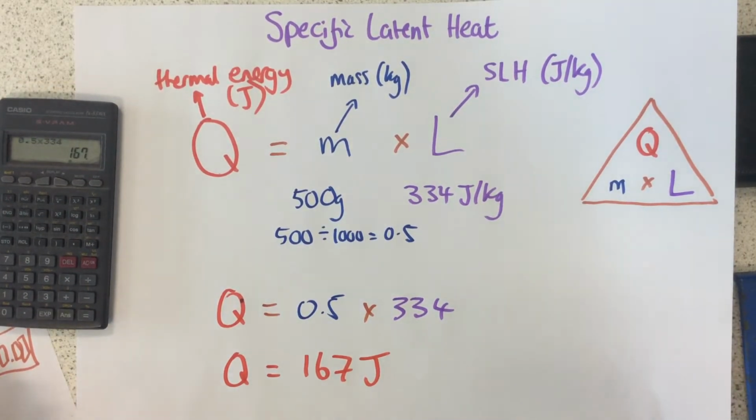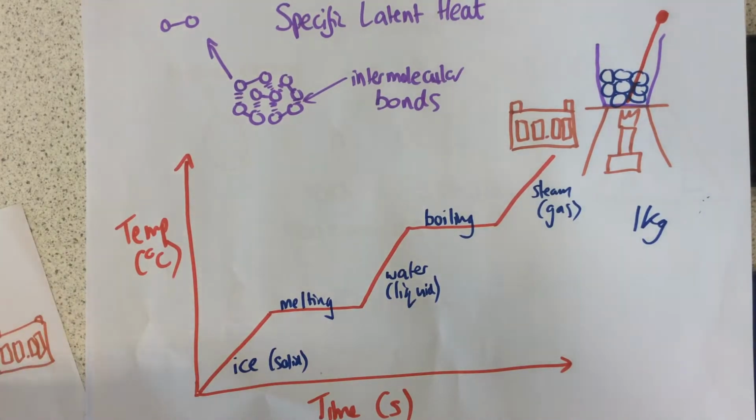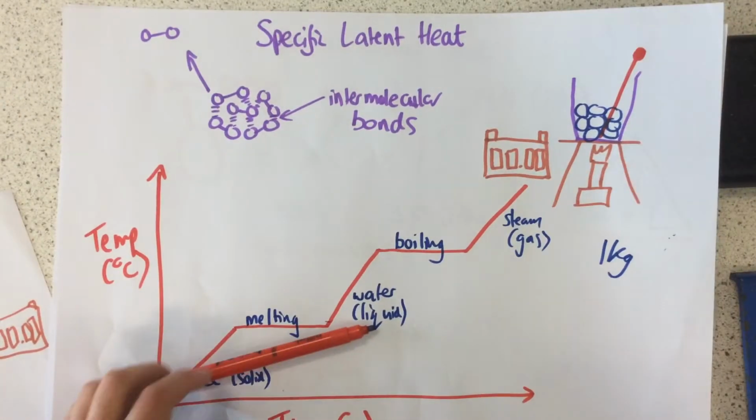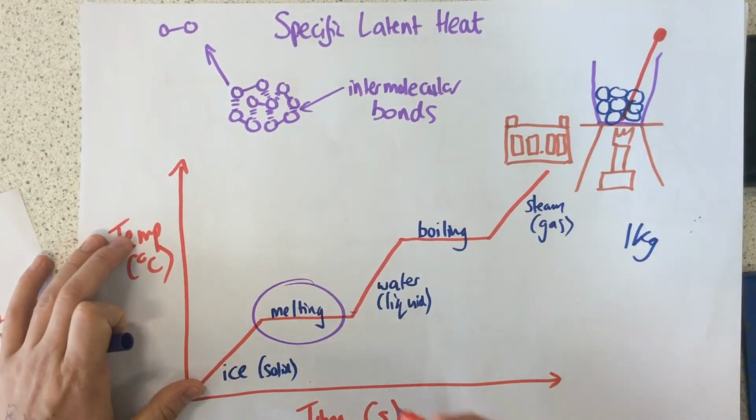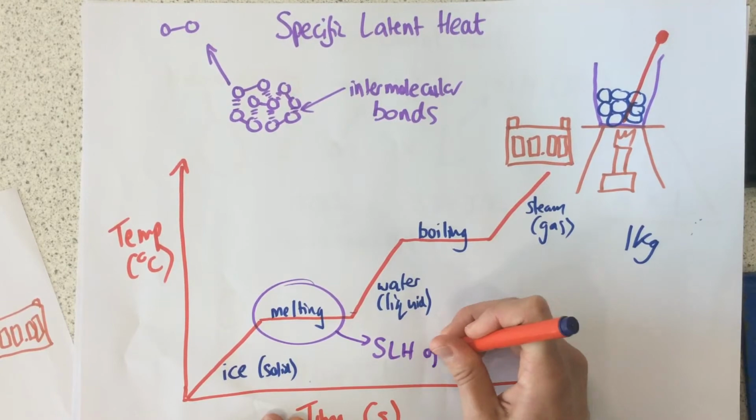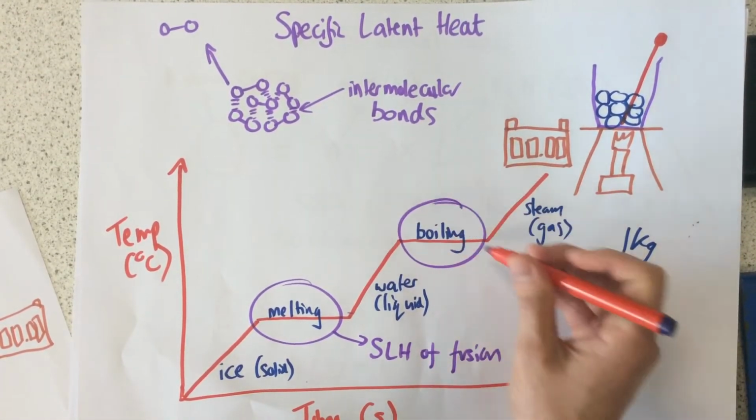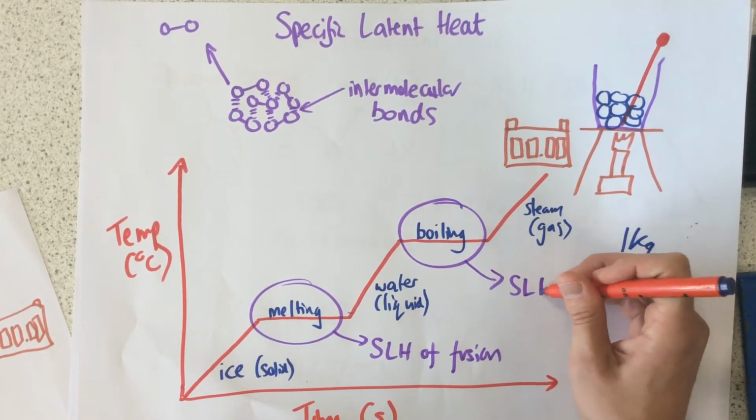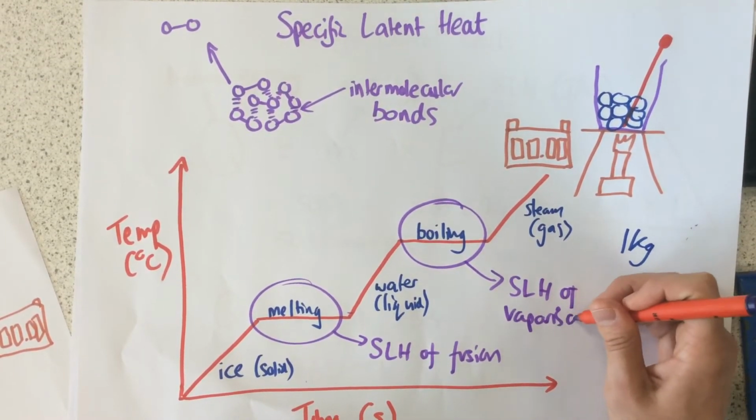So the final thing we need to know is just two more terms. There are two different types of specific latent heat. If we're talking about either melting or freezing, this is called the specific latent heat of fusion. And if we're thinking about boiling or condensing, this is called the specific latent heat of vaporization.